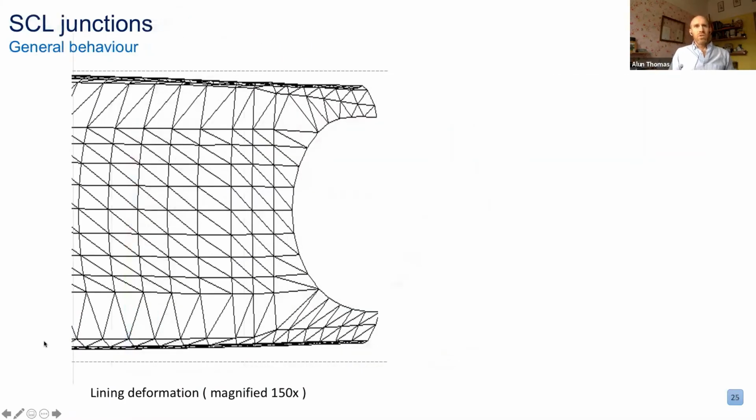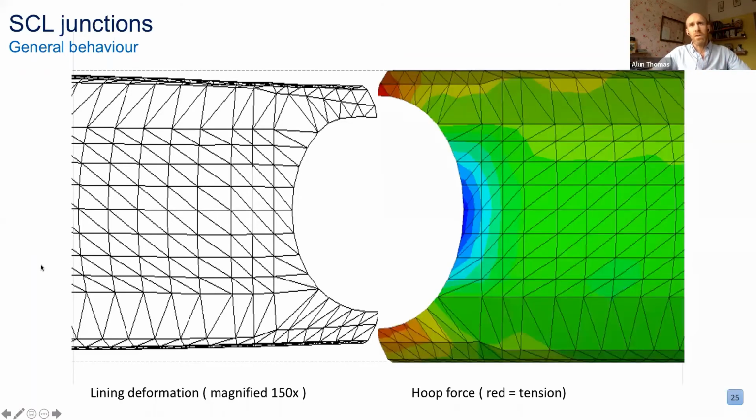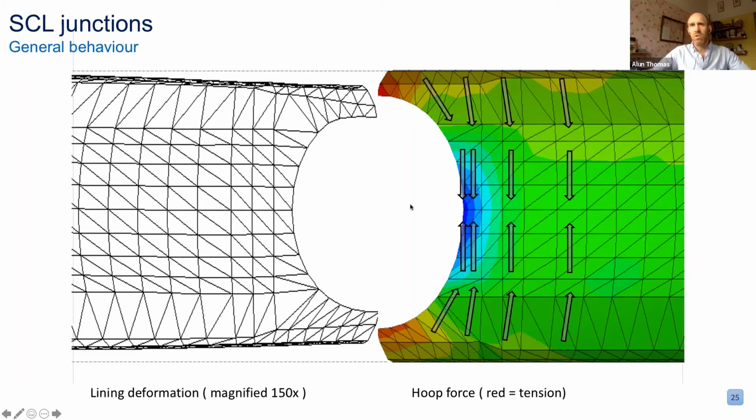So how does a junction actually behave? Just looking at one part of this, you can see that the crown comes down, the invert comes up a little bit, so you get this sort of bending, this closure. If you look at the hoop forces in the lining, you can see away from the junction it's fairly constant, but you get a concentration, which some people have likened to a flow of stress around this hole. You can see the concentration with higher compression in the blue areas, and potentially tensile splitting in the red areas as those lines of stress diverge.